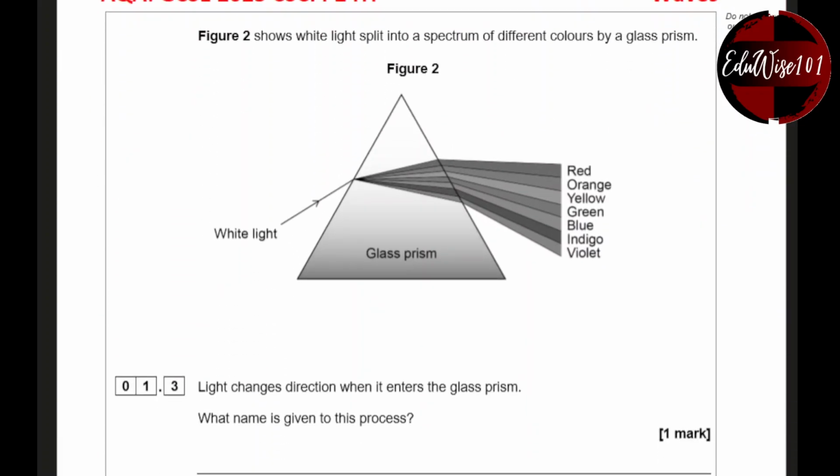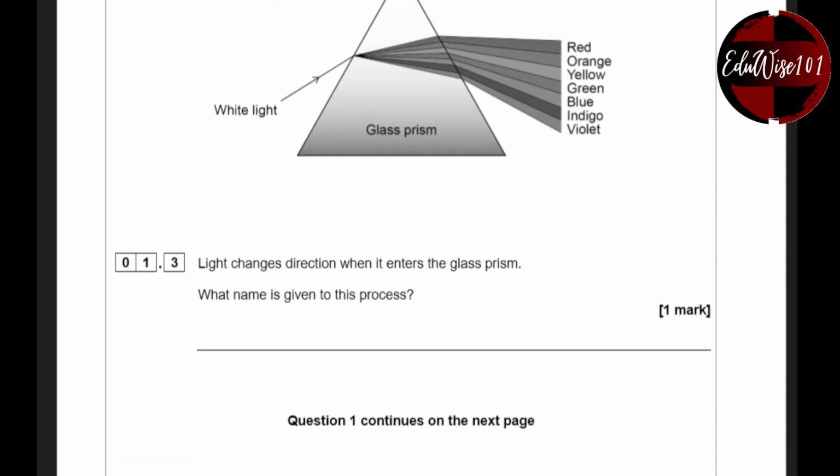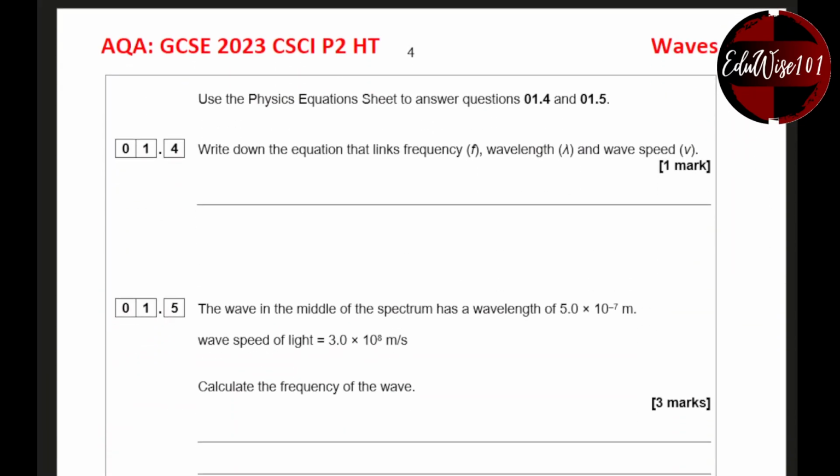Figure 2 shows white light split into a spectrum of different colors by a glass prism. Light changes direction when it enters the glass prism. What name is given to this process? When light is changing direction, we call it refraction. Use the physics equation sheet to answer questions 1.4 and 1.5. Write down the equation that links frequency f, wavelength lambda, and the wave speed v.